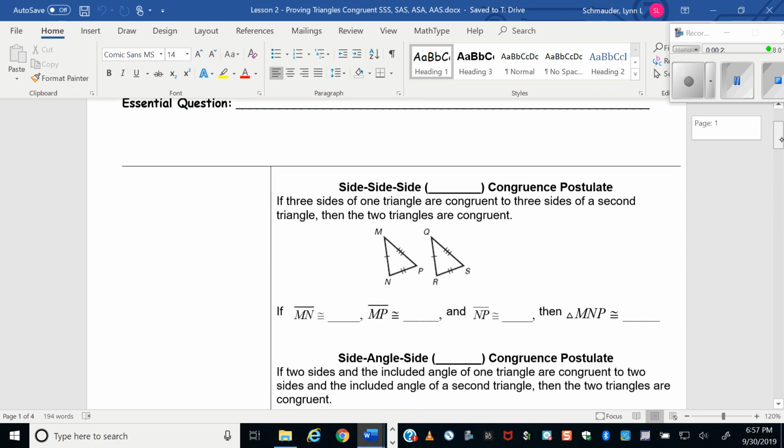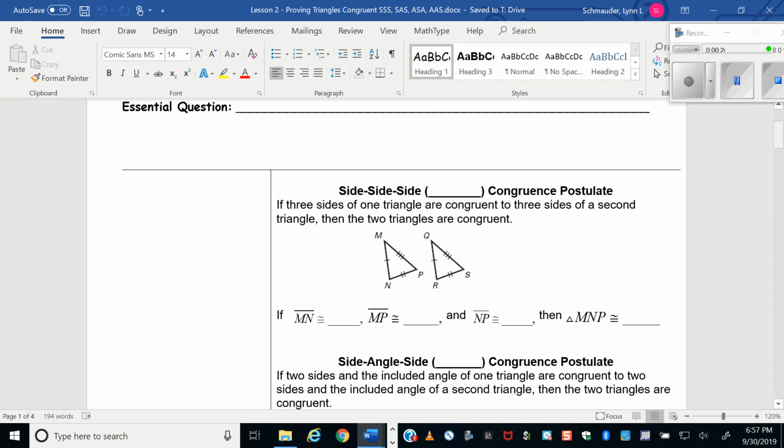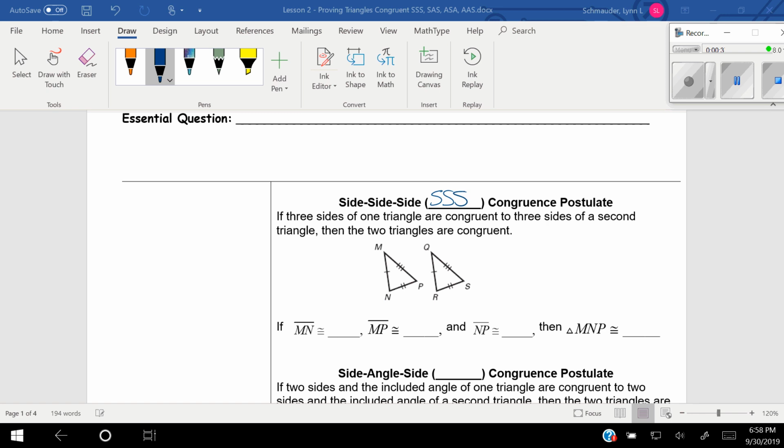So here we go. First of all, we've got a postulate. It's called the side-side-side congruence postulate, and we're going to call that the SSS postulate. That's convenient. And what does that say? It just says if three sides of one triangle are congruent to three sides of a second triangle, then the two triangles are congruent. So if MN is congruent to QR and MP is congruent to QS and NP is congruent to RS, then I know that triangle MNP is congruent to triangle QRS.